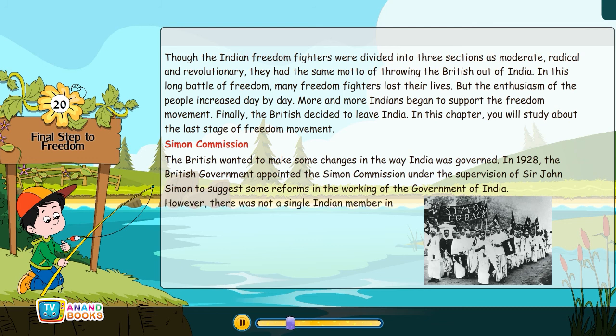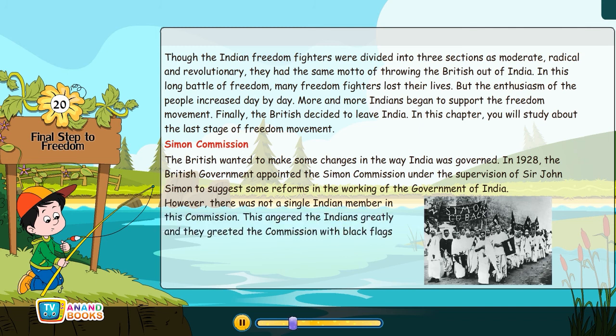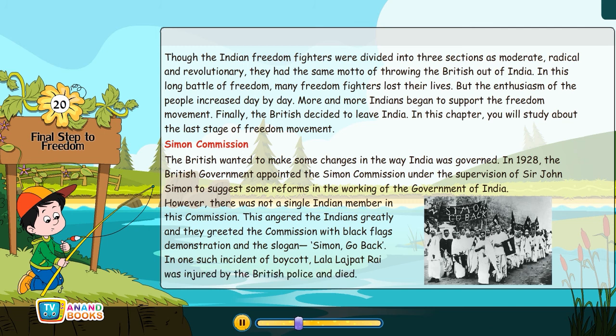However, there was not a single Indian member in this commission. This angered the Indians greatly, and they greeted the commission with black flag demonstrations and the slogan, "Simon, go back." In one such incident of boycott, Lala Lajpat Rai was injured by the British police and died.